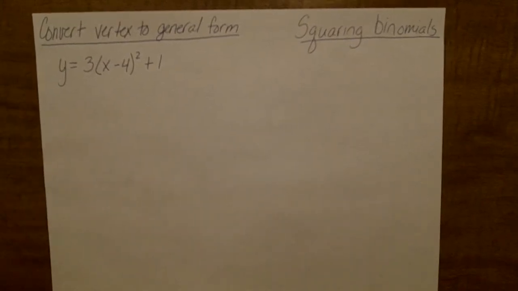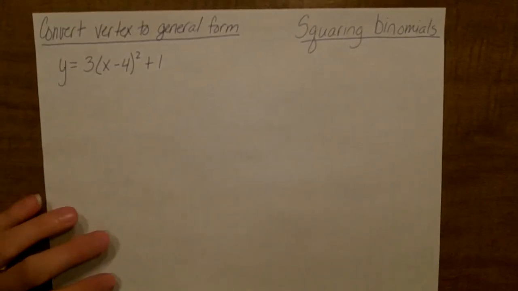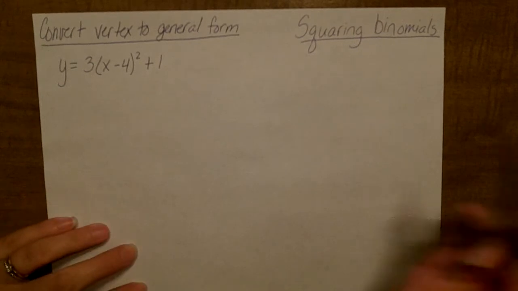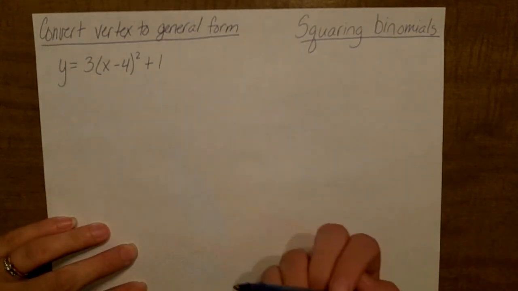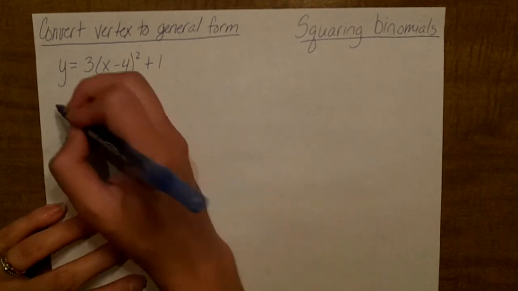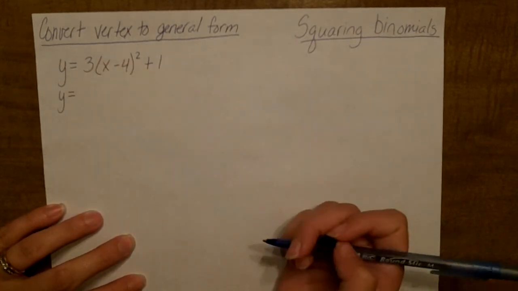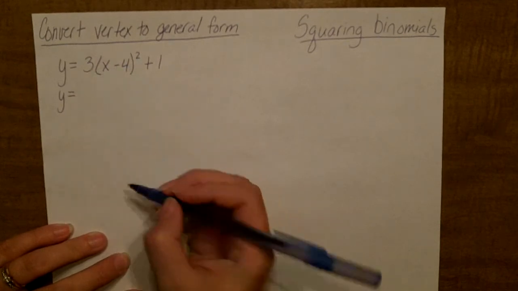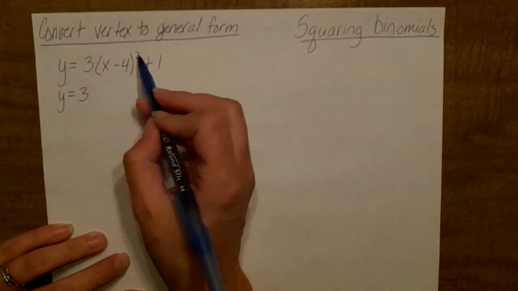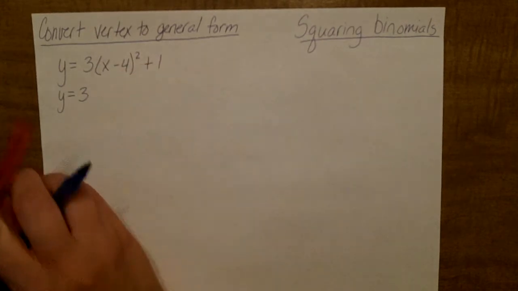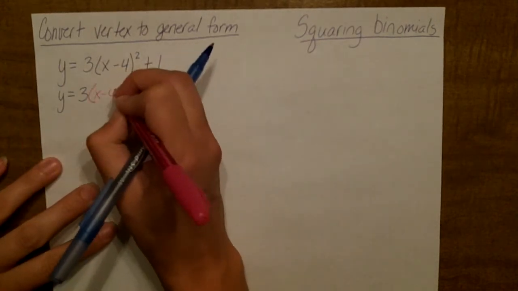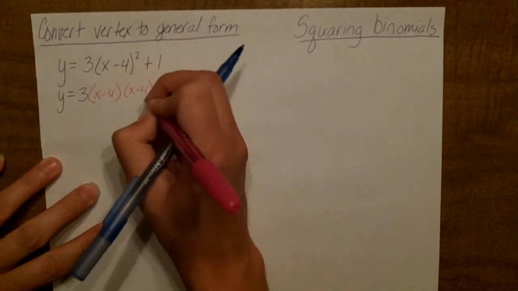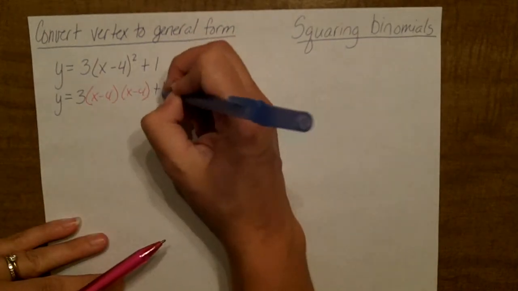All right, we are going to talk about vertex form. So we're going to start by converting vertex form to general form. To do this, you just need to follow order of operations, which says we need to take care of this exponent first. So I have 3(x - 4)^2 + 1, and (x - 4)^2 is really (x - 4)(x - 4). My plus 1 is still on the end.